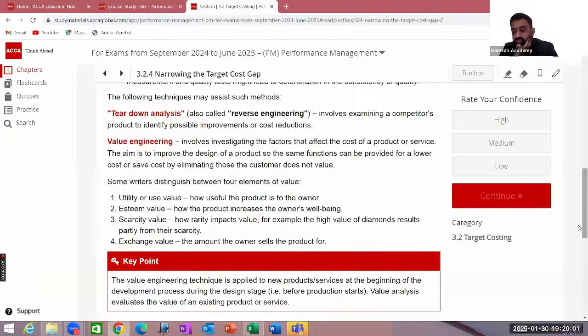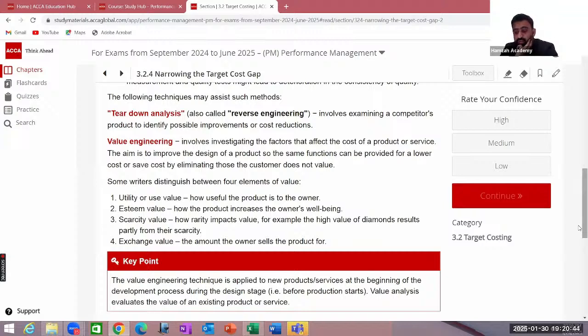And the following, there are some techniques which we can use. One is teardown analysis. It is also called reverse engineering. Reverse engineering involves examining a competitor's product to identify possible improvement or cost reduction. So you examine, you analyze the technology of a competitor, the production process of the competitor, how they are managing their cost. If you reverse engineer that process and review it carefully, you may find the opportunities, or you can find the ways to minimize the cost or improve your product. So this technique can be used here, teardown analysis.